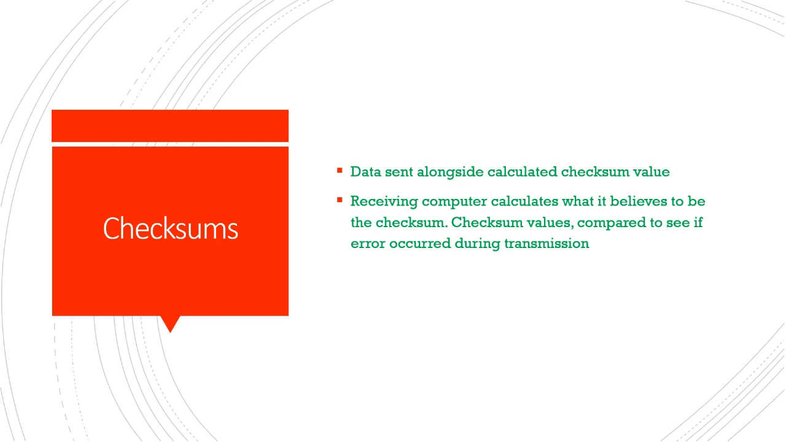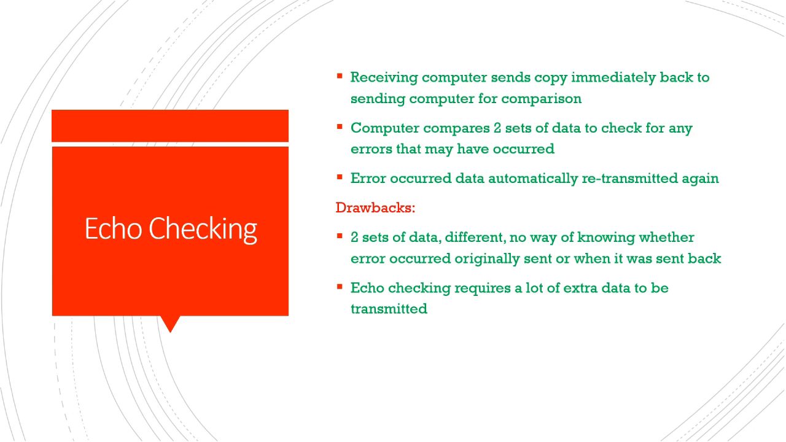In checksums, data is sent alongside a calculated checksum value, where the receiving computer will calculate what it believes to be the checksum, and the checksum values are compared to see if an error occurred during transmission.